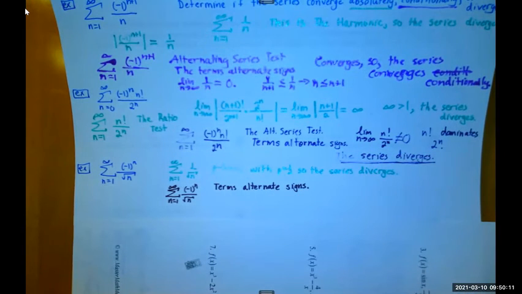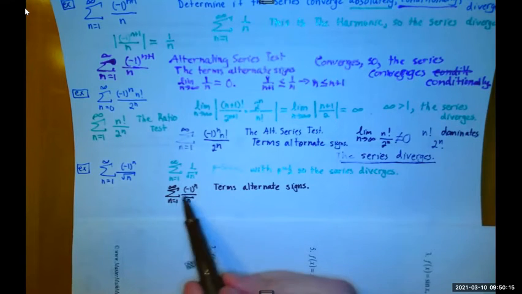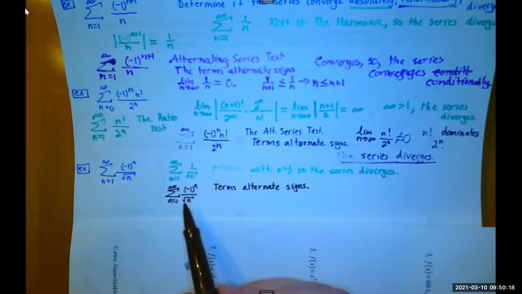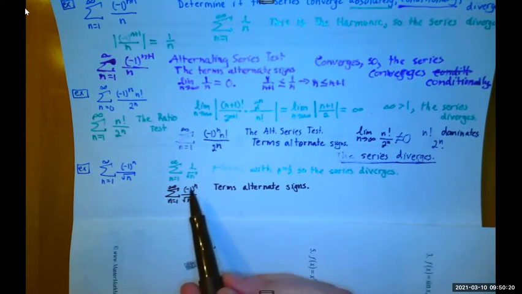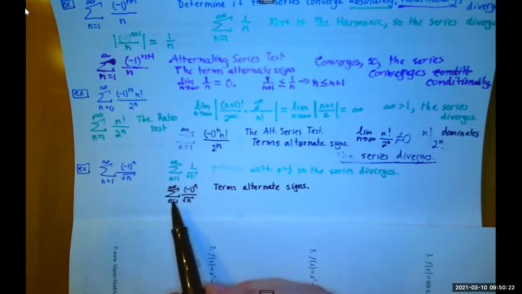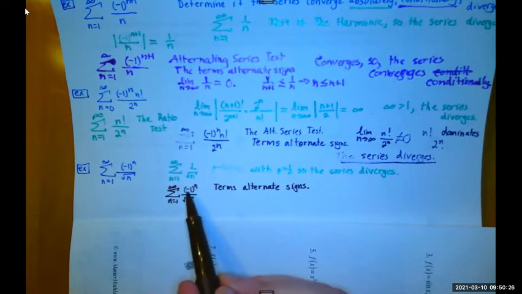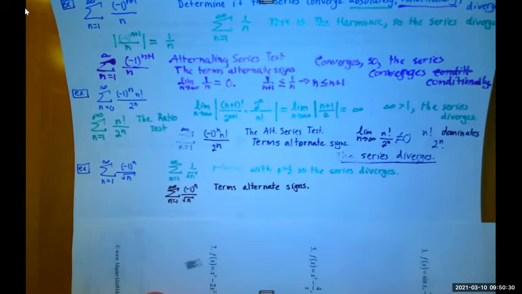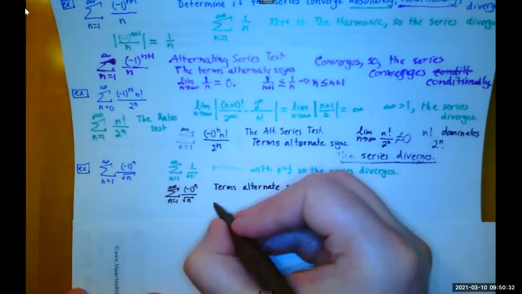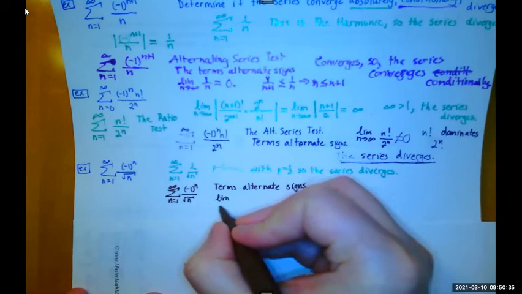Again, if you're not comfortable just looking at something to say that, please write out the terms. N equals 1, I have -1 divided by square root of 1. N equals 2, I have 1 divided by the square root of 2, that's positive. N equals 3, -1 divided by the square root of 3, negative. N equals 4, positive 1 divided by the square root of 4, which is 2, positive. Okay, alternate signs.